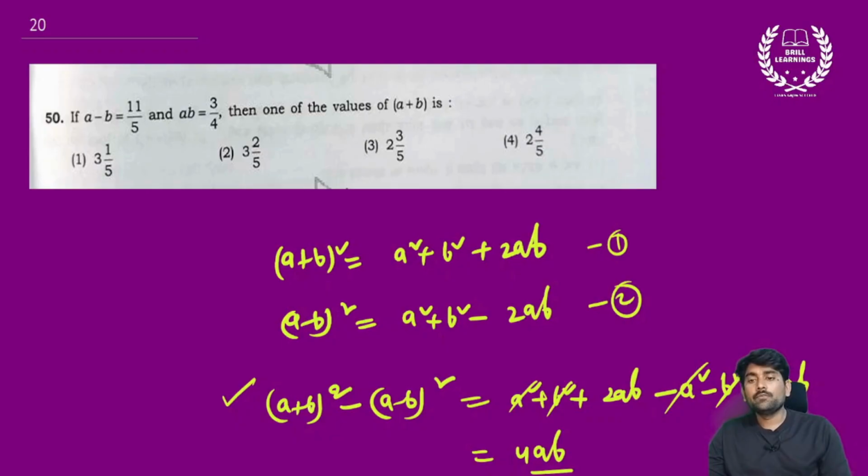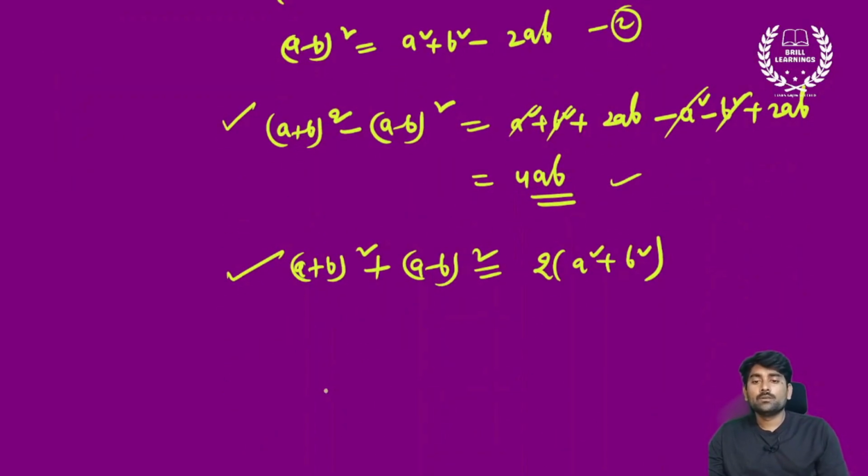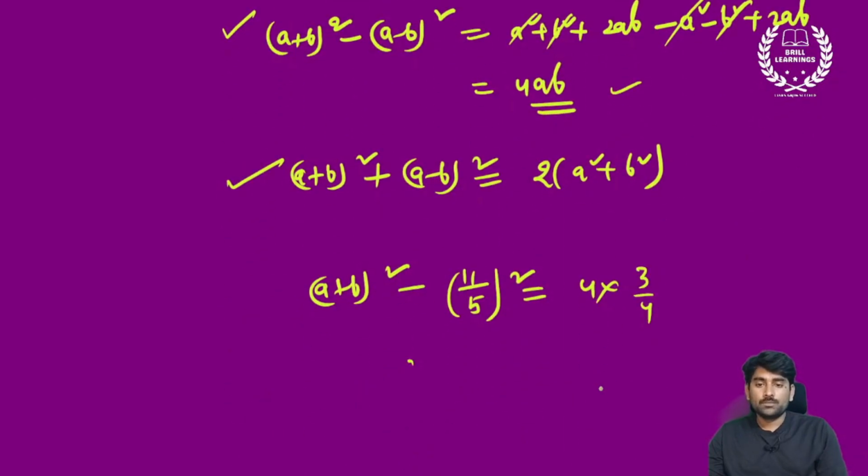Okay. So they have given a minus b value as 11 by 5. Substitute in this equation. We need to find a plus b whole square minus a minus b whole square, with a minus b as 11 by 5. Right? 11 by 5 square is equal to 4 times ab, and they have given ab as 3 by 4. So 3 by 4. Simply send this value to that side. So 4, 4 cancel. Right? So 3 plus 121 by 25.